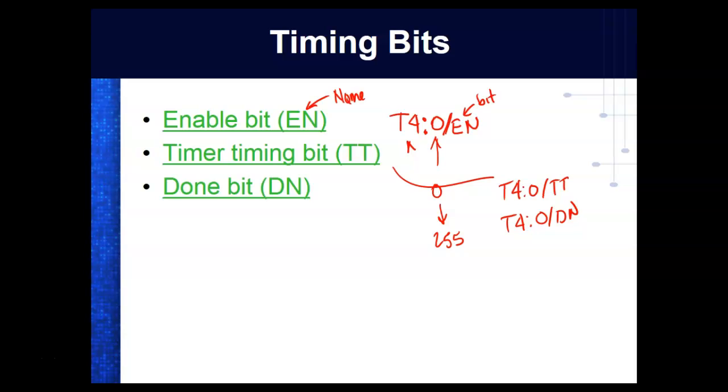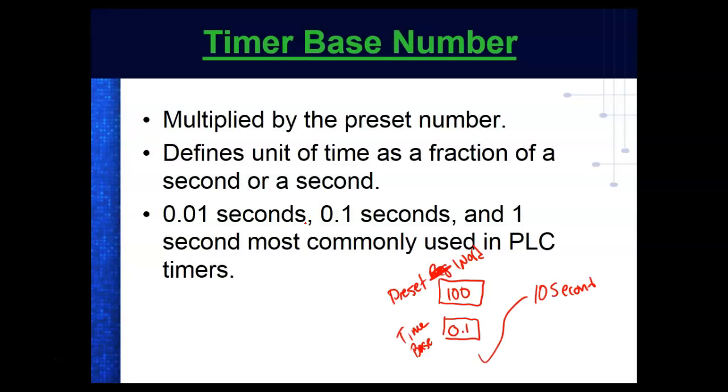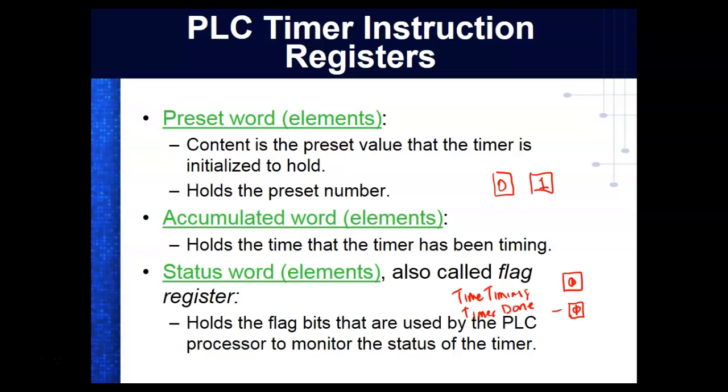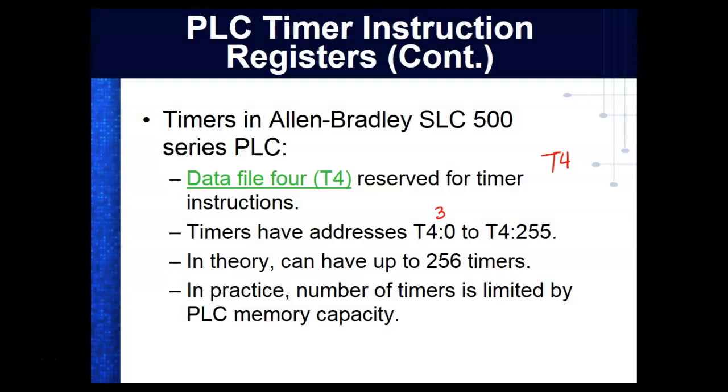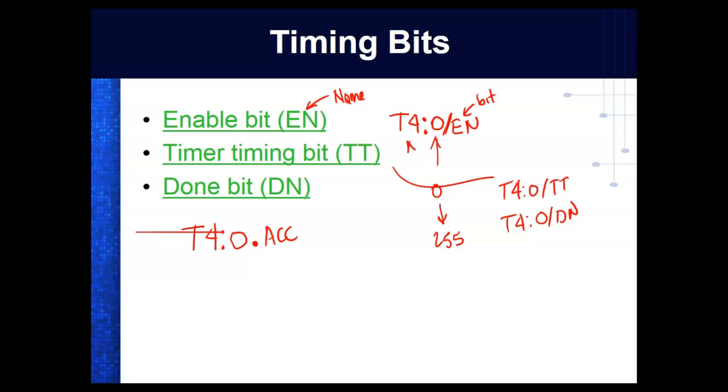If I want to address the accumulator, it's a word. So I'd say T4:0, then I would put .ACC, I think it's ACC. No, I didn't give you the abbreviation. It might be ACCM, I don't remember. We'll have to look at that. If I wanted to address the preset register, then I could say T4:0. Since the preset register is a word, then we could put .PRE. So they've given them names.